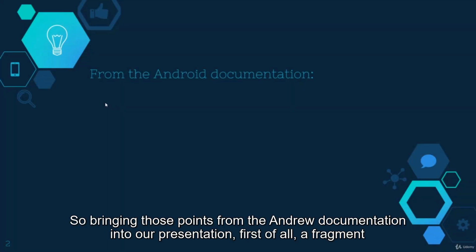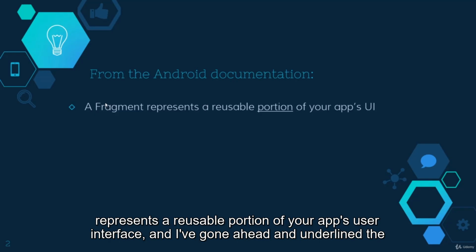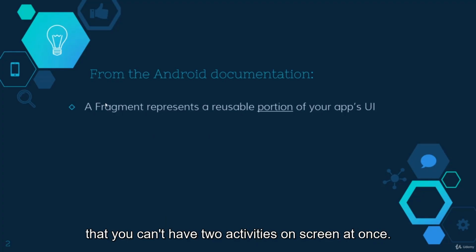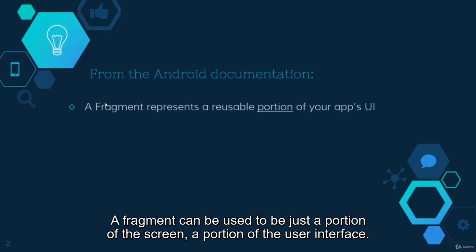So bringing those points from the Android documentation into our presentation. First of all, a fragment represents a reusable portion of your app's user interface. And I've gone ahead and underlined the word portion there. So it's key to understand that, unlike an activity, which is the whole window, the whole screen, and that you can't have two activities on screen at once, a fragment can be used to be just a portion of the screen, a portion of the user interface.